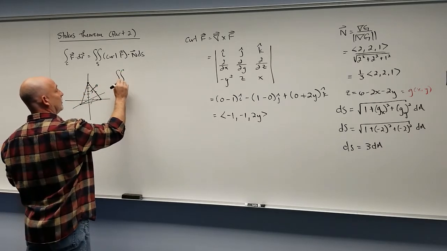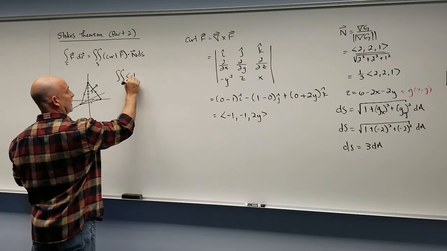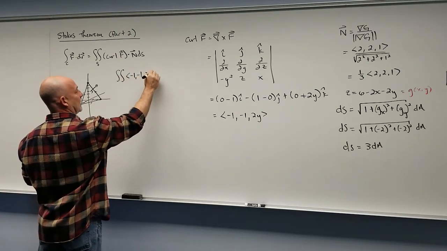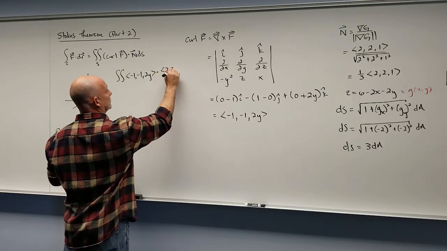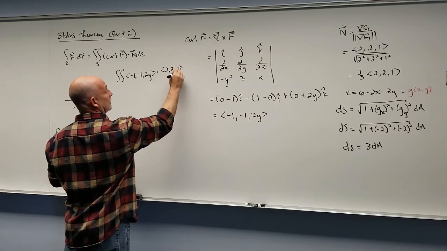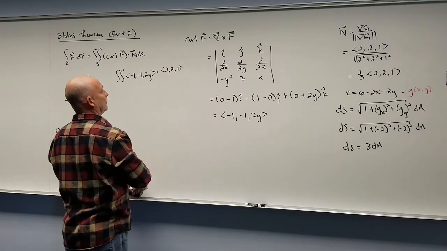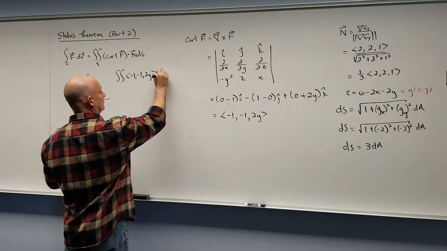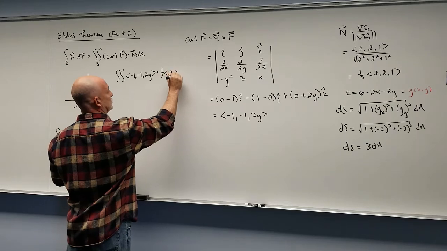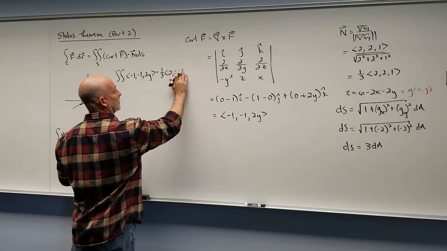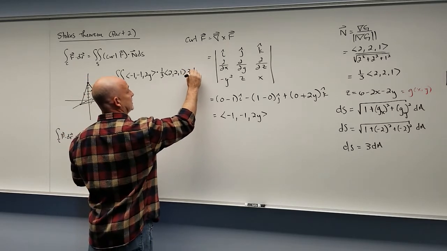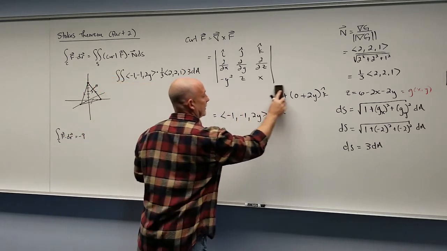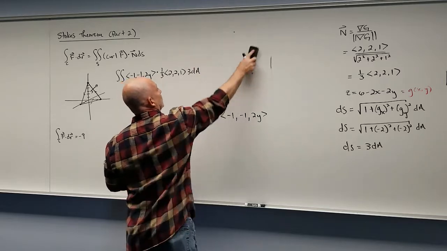So I'm going to do the double integral of the curl, (-1, -1, 2y), dotted with n, which is (2, 2, 1) over 3, or 1/3. Let me put the 1/3 out front. 1/3, (2, 2, 1), dotted, times 3 dA. All right, so since we got that out of here, let's get our curl going.